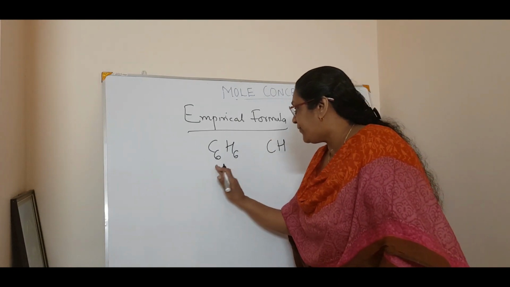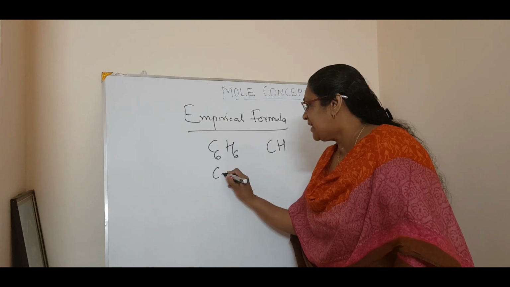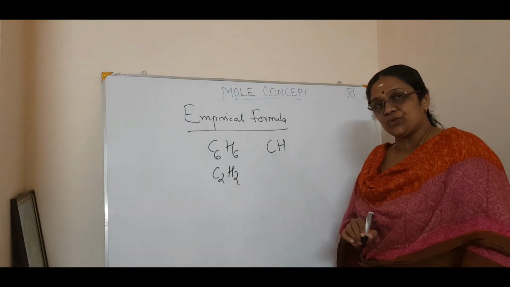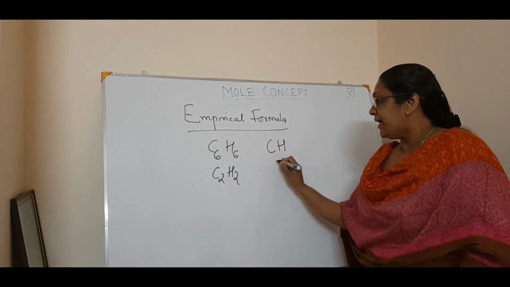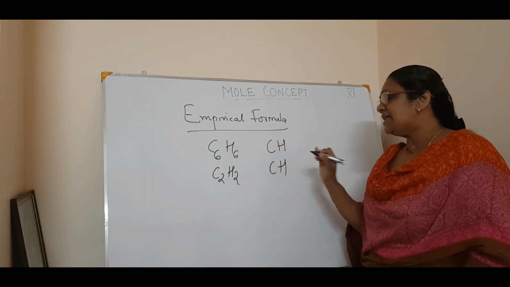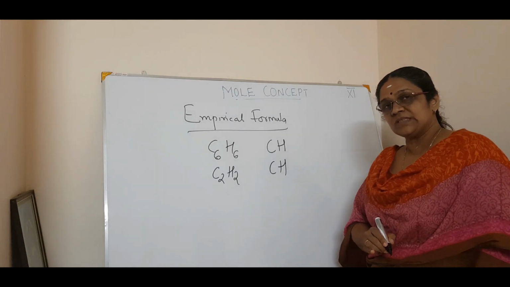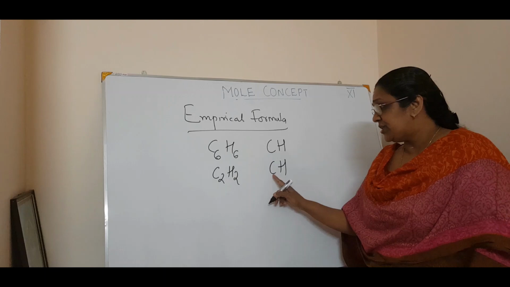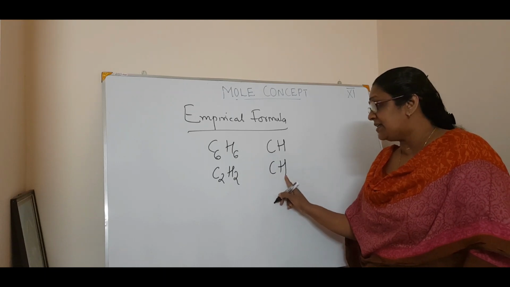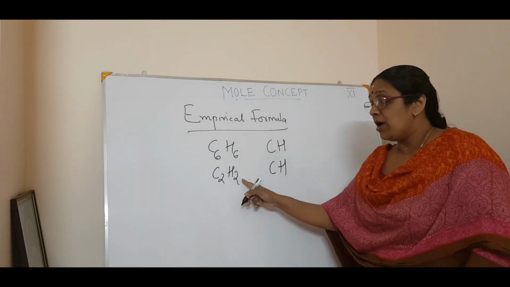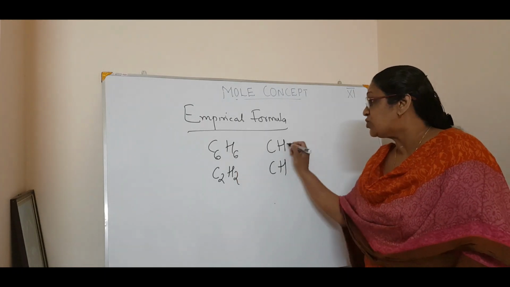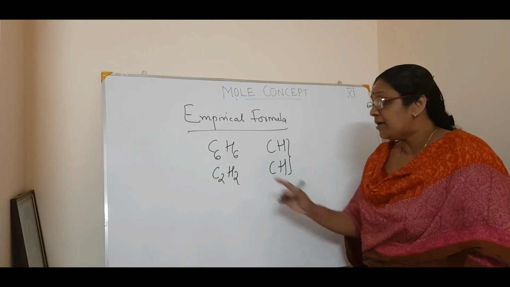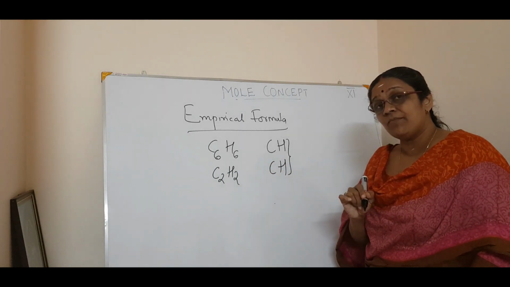Again, one more example, if I say C2H2. If I say C2H2, I can write the empirical formula as again CH. Correct. Again CH. You got it? So this is the simplest ratio which I can represent for acetylene, C2H2. But for benzene also, the same formula. So empirical formulas can be the same, but molecular formulas cannot be the same, isn't it?